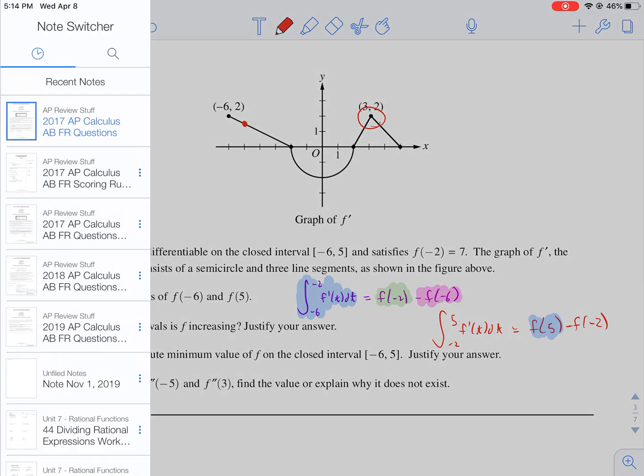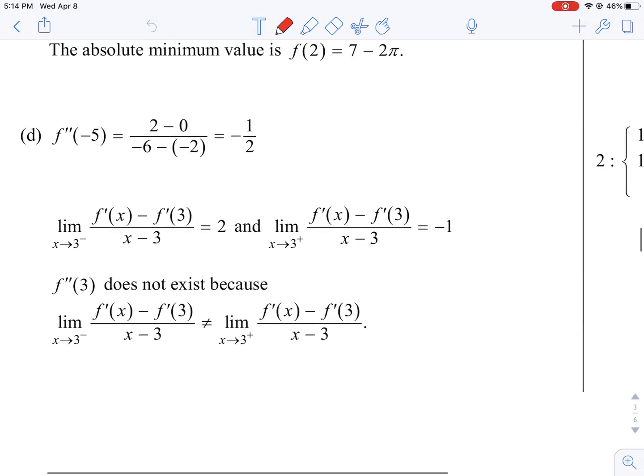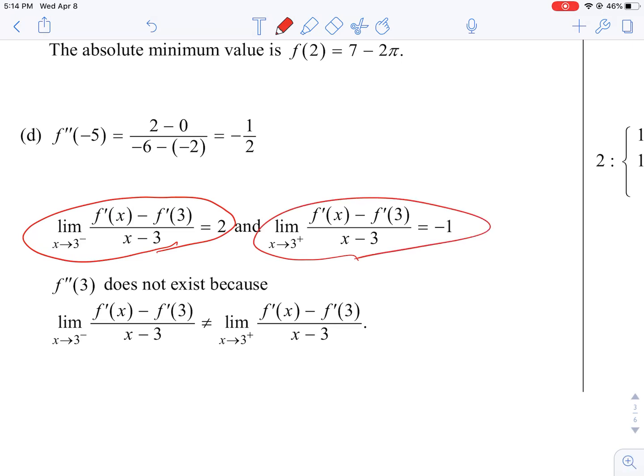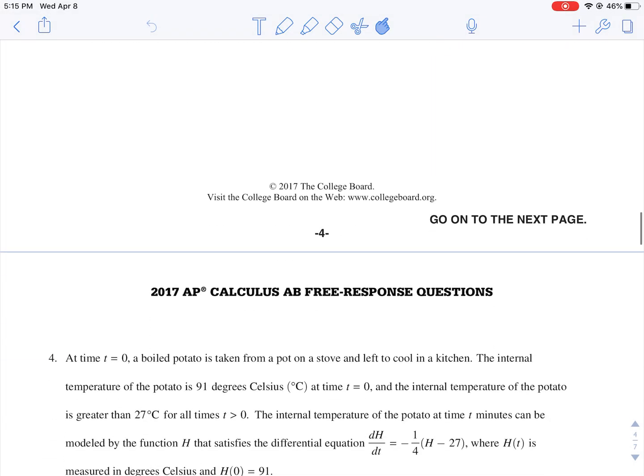Now, if you look at the scoring rubric on this one, notice how they use this limit notation. This is just saying that the slope from one side is different than the slope from the other side. And I think you could just state it in words and say the slope from the left of 3, which is this statement, is equal to 2. You could say the slope from the right of 3 is equal to negative 1. And therefore, since those slopes are different, the slope does not exist at 3, and therefore the second derivative doesn't exist because we're looking at an f prime graph. Okay, but that's what they're getting at with the rubric right there, which may be a little confusing to look at.